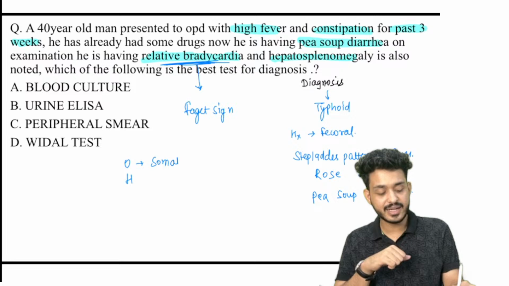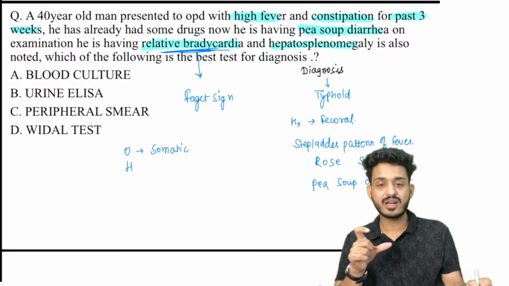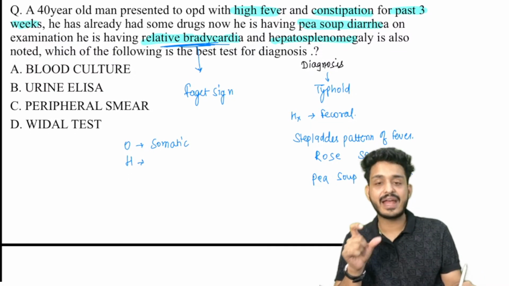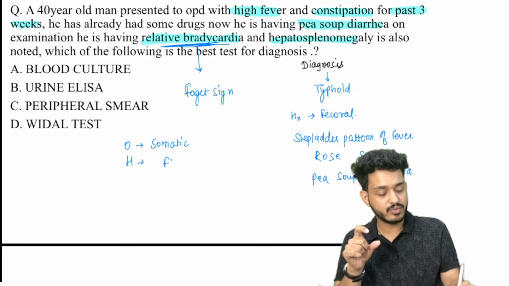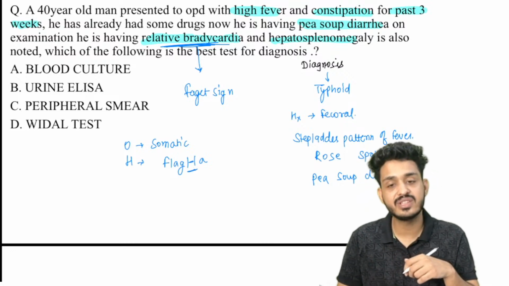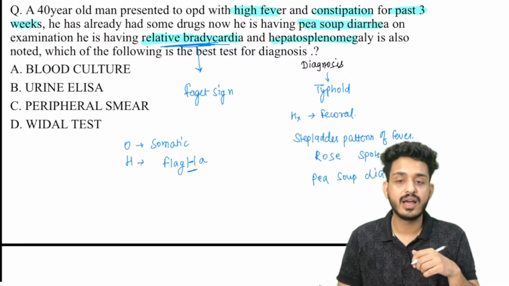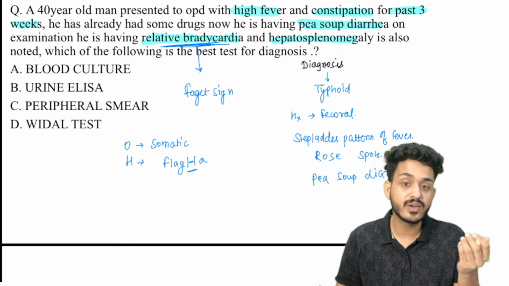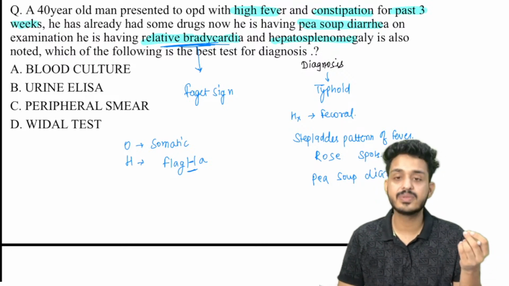It is a somatic antigen that is present on the outer capsule, right? And H antigen, remember, is present on flagella. Flagella will be looking like that. So flagella will be having which antigen? H antigen. K antigen will be present in your capsule.